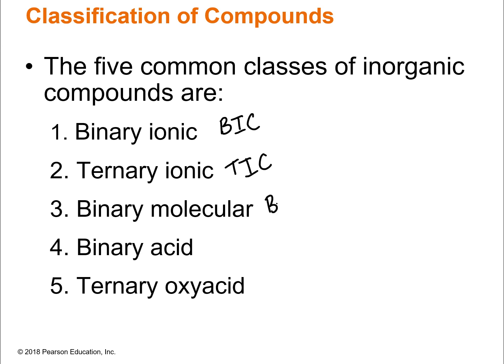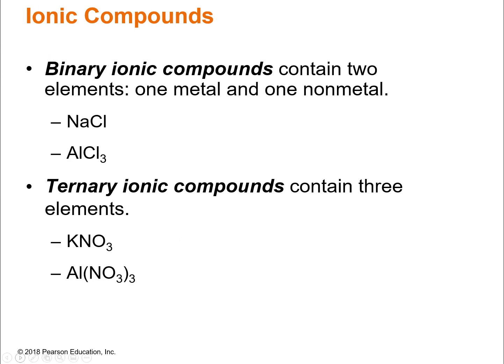Binary molecular, BMC. Binary acids are BA, and ternary oxyacids are TOA. These are the 5 classes that we're going to learn how to name and write chemical formulas for. First, we're going to go over naming. We're going to start with the ionic compounds because they're pretty simple.